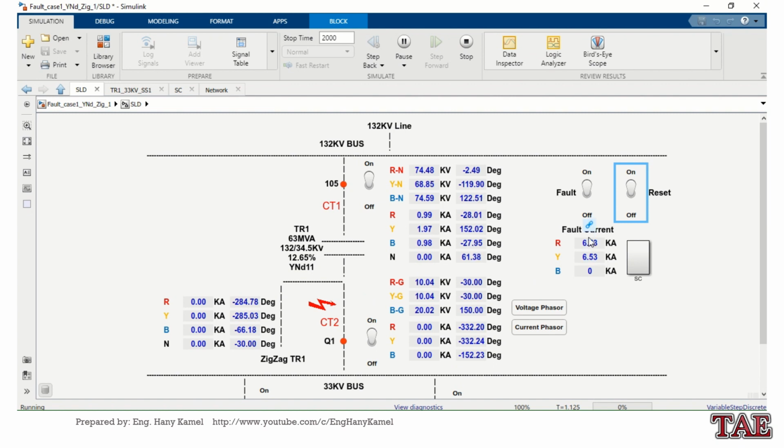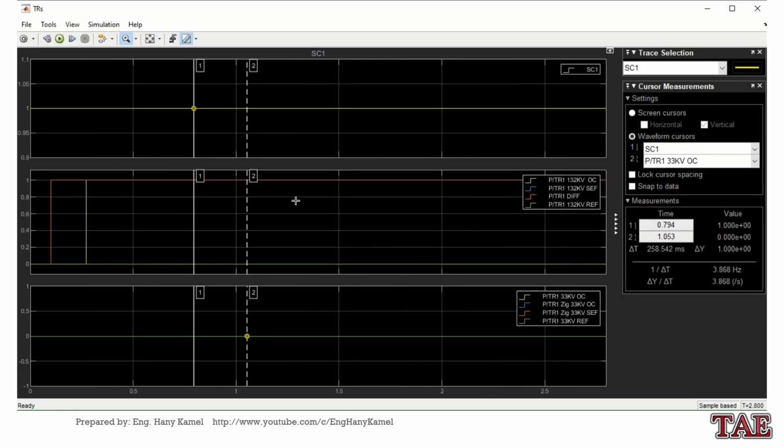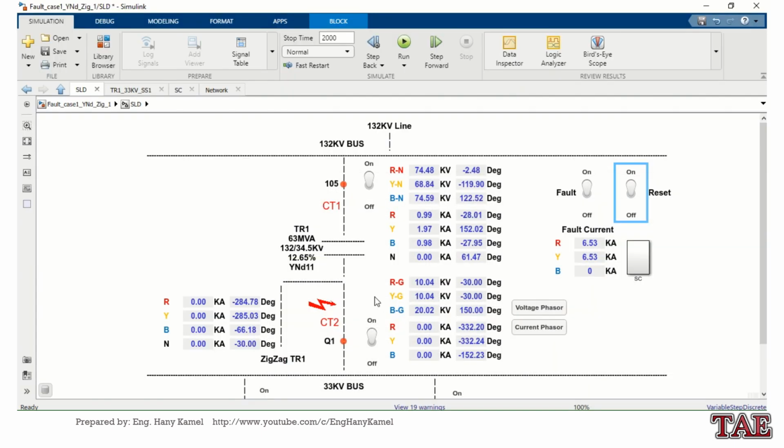So we can see fault current phase to phase, and we are expecting differential protection and overcurrent in 132 kV side. So let's see. Yes, we have differential protection and overcurrent in 132 kV side. Same, 33 kV side didn't work.